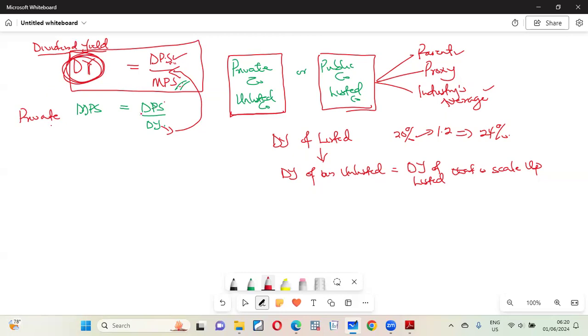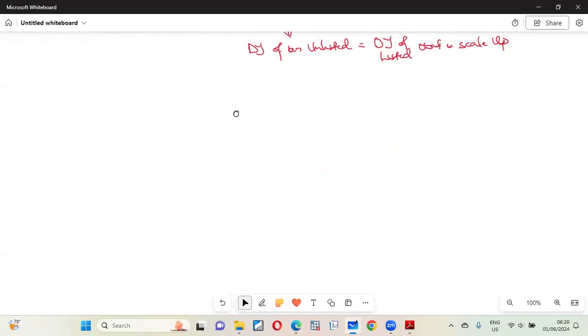So that is how we use the DY to find the value of a business. When you find the MPS and you want to know the total market capitalization, you can multiply it by the total number of shares. Please, is that understood? Is it understood? Yes, sir. All right. Let's quickly look at the other formulas, then we go.